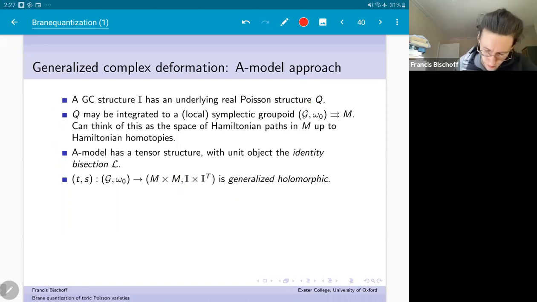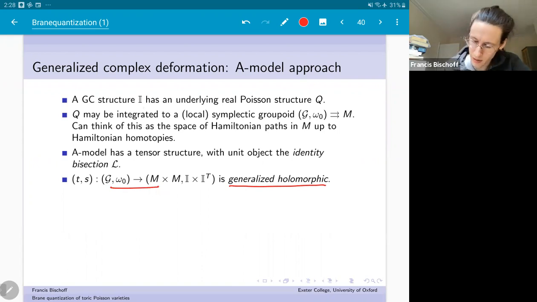And because this thing is symplectic, and we can equip this with the product of the generalized complex structures, really this is a map between two generalized complex manifolds. And this map can be equipped with the structure of a generalized holomorphic map.